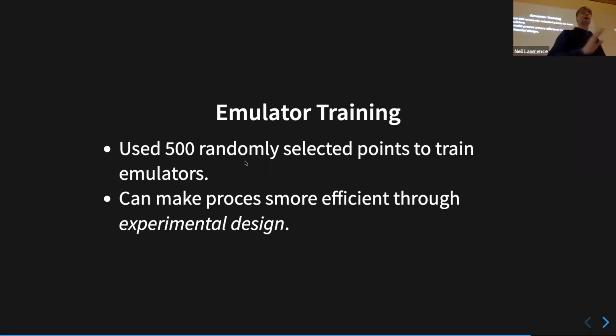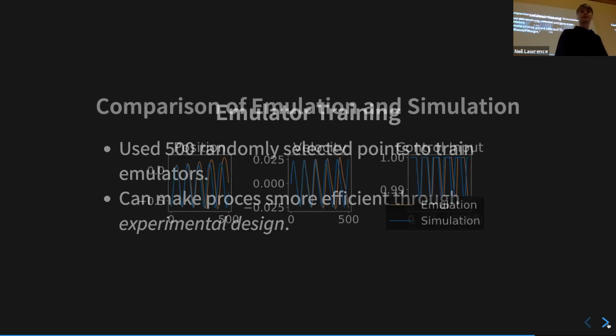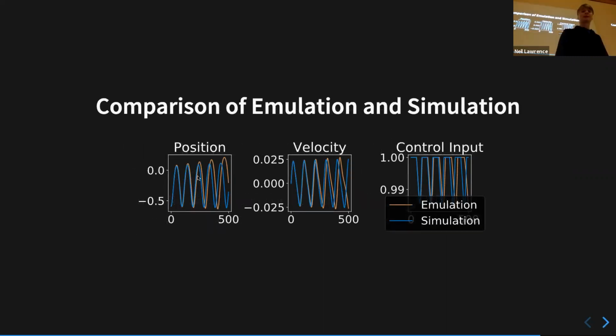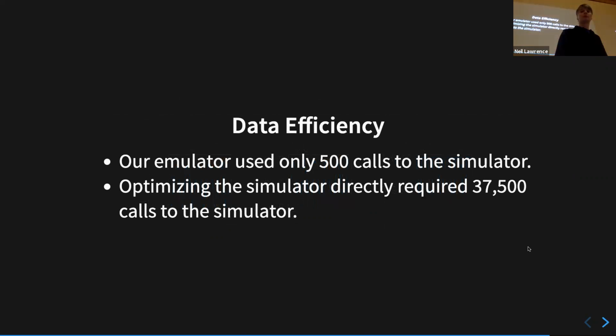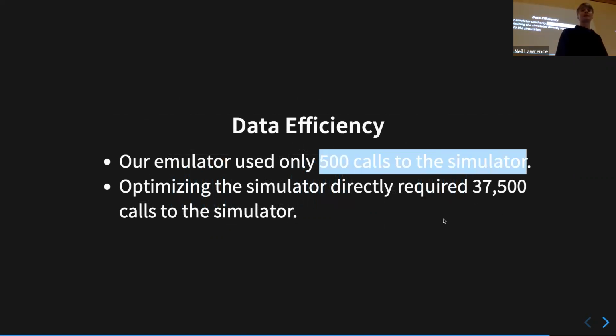So we're not even doing uncertainty sampling or anything. And this is the view of what the emulation looks like versus the simulation. And then we just run the example with, we train. So before, we've used 500 calls to the simulator to train the emulator.